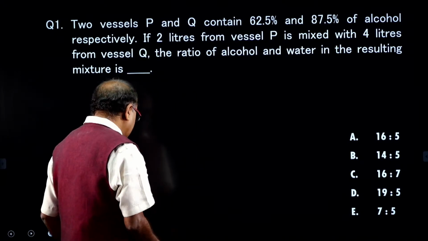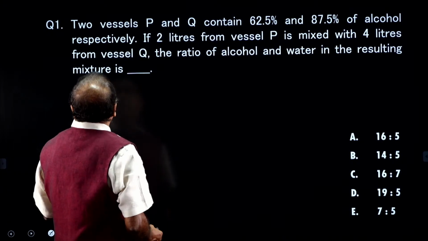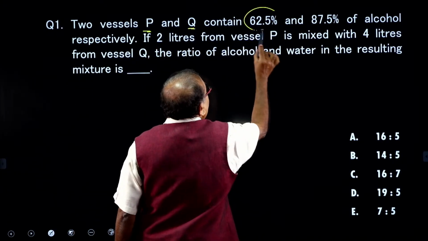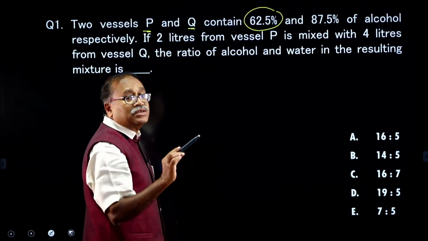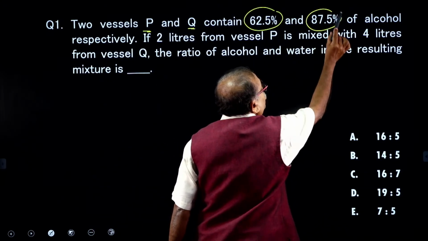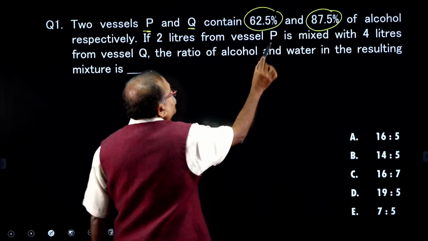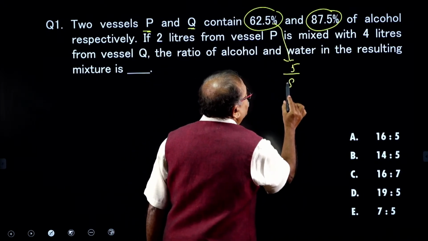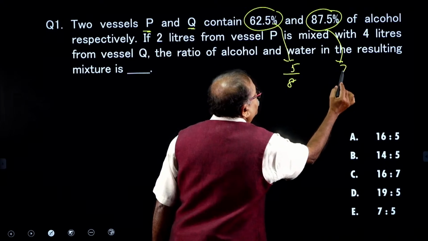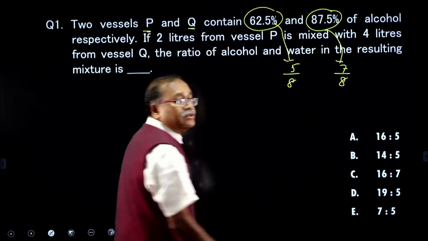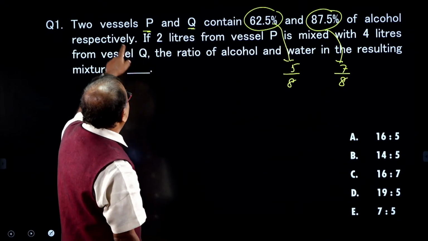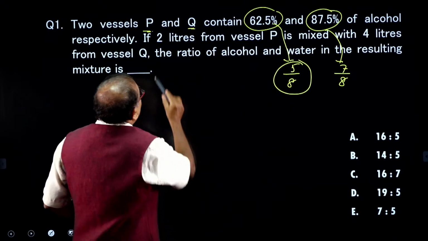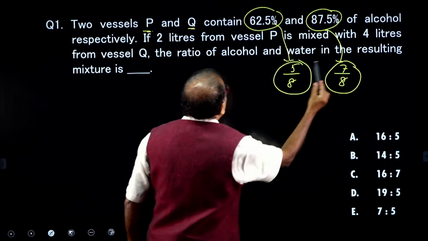Okay, the next question is here, my dear friends. Let us read the question and then we will answer it. Two vessels P and Q contain 62.5% and 87.5% of alcohol respectively. You know that this value is 5 by 8 in terms of fraction, and this value is 7 by 8. So, P has this much alcohol and Q has this much alcohol.